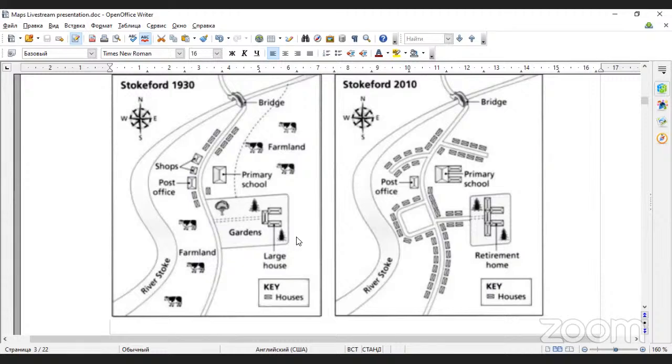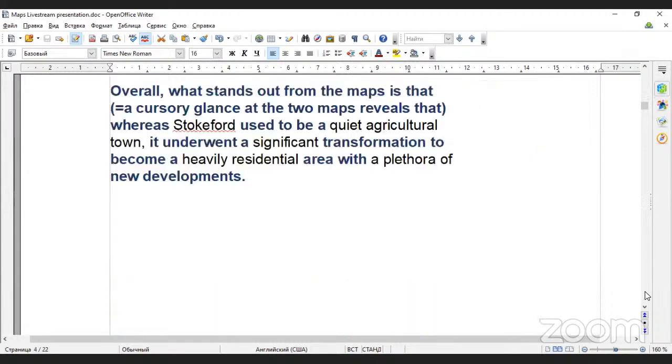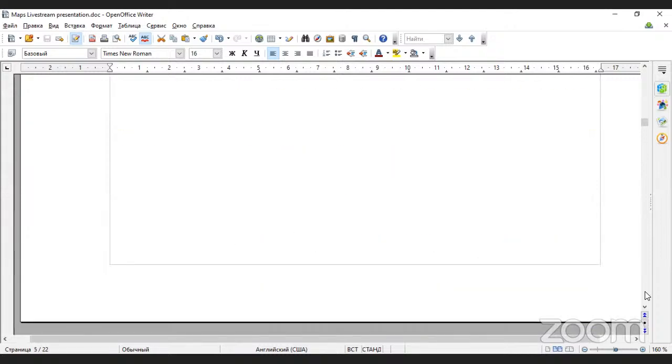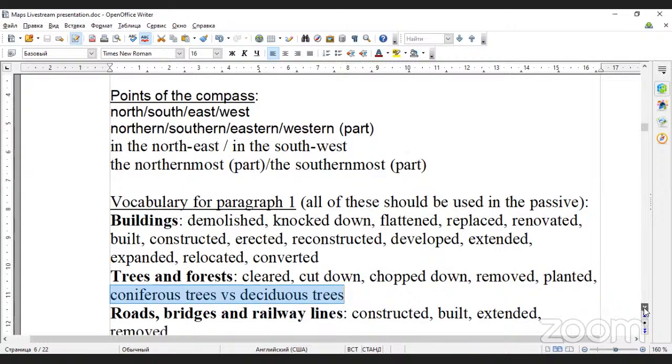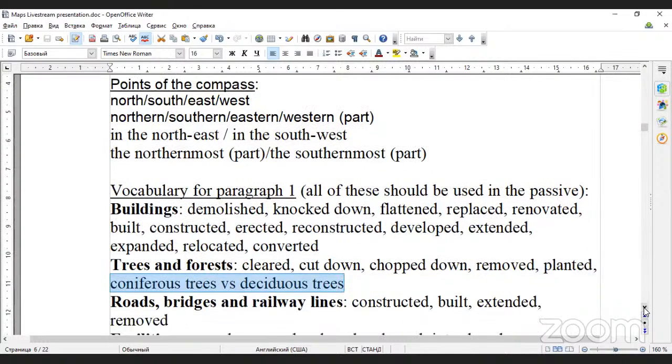It's not just by chance, it's an opportunity for you to use some specific language to describe trees like coniferous and deciduous trees. Deciduous trees are trees that have leaves, and coniferous trees are like fir tree, like Christmas tree, or pine tree, or juniper, if you know this. So these trees and forests can be cleared, cut down, chopped down, removed, or planted, right?